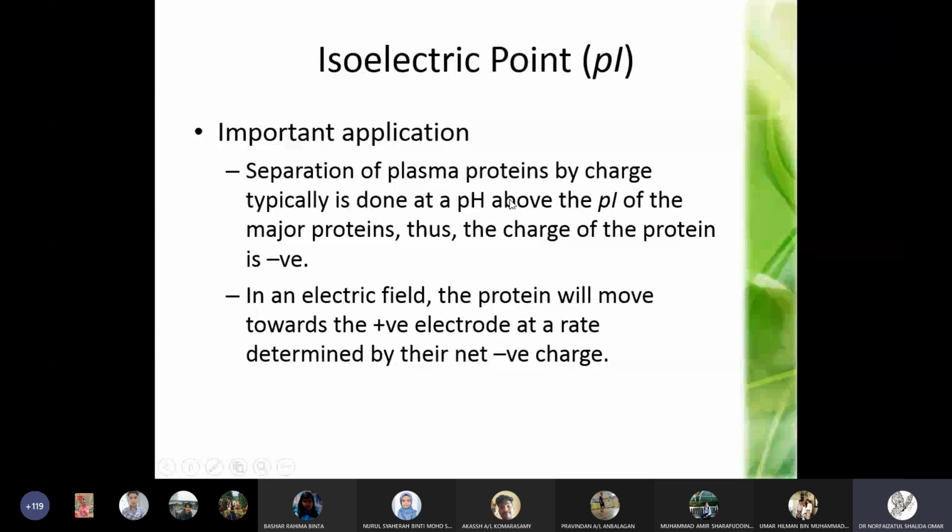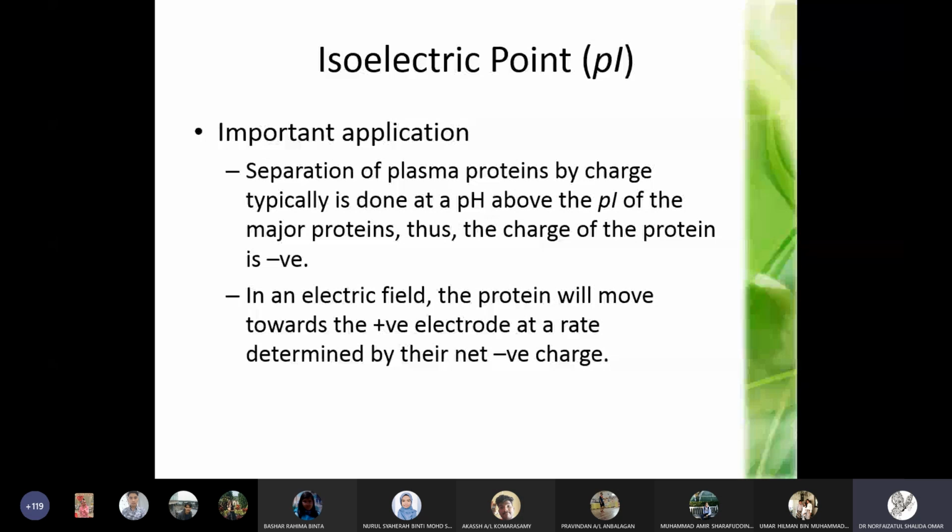So what's the importance of this isoelectric point? Mainly, we use it for separation of plasma proteins by charge, which is typically done at a pH above the pI of the major proteins. Thus the charge of the protein is negative. So in an electric field, the protein will move towards the positive electrode at a rate determined by the net negative charge.